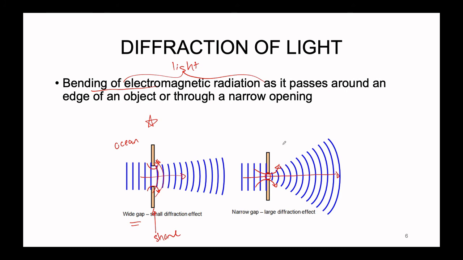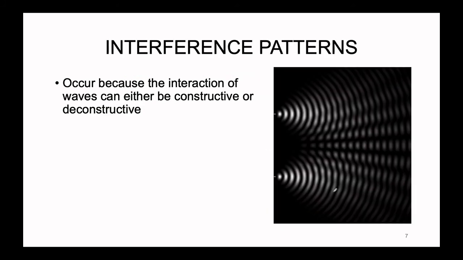So these narrow gaps don't have to be microscopically small, they could just be as small as the gaps between your fingers. All right, well, what causes then the light bands and the dark bands? Because here we're just seeing light being curved. So where are those bands coming from?